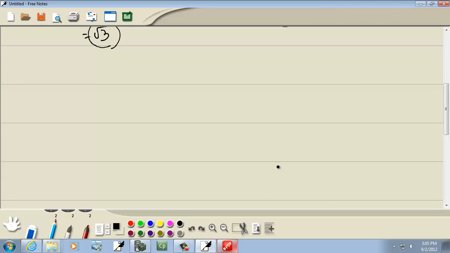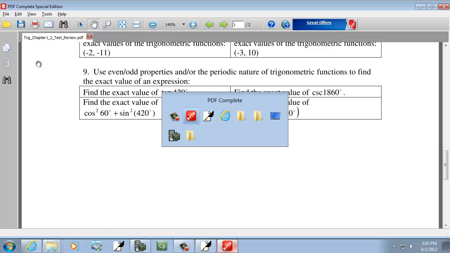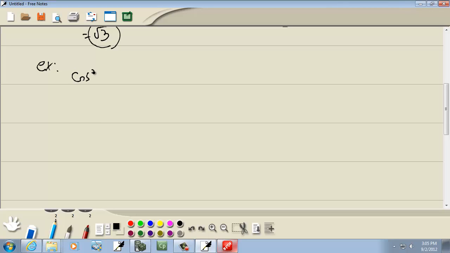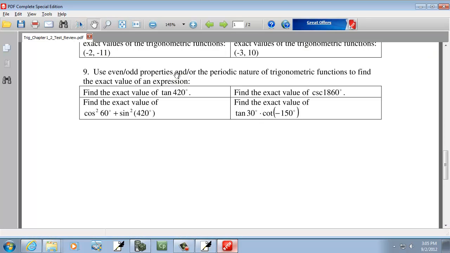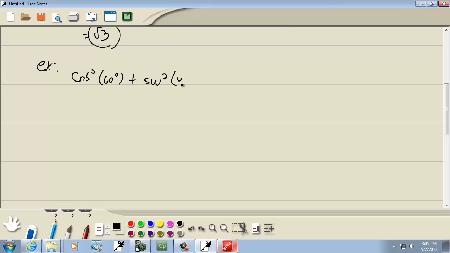Let's look at our third one. Cosine squared 60 degrees plus sine squared 420 degrees. Well, in order to use our properties, these both need to be the same angle, and we can come over here to the sine squared and subtract 360 from that.